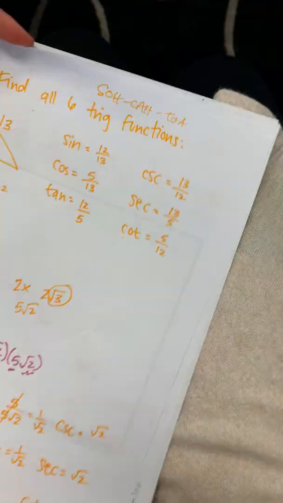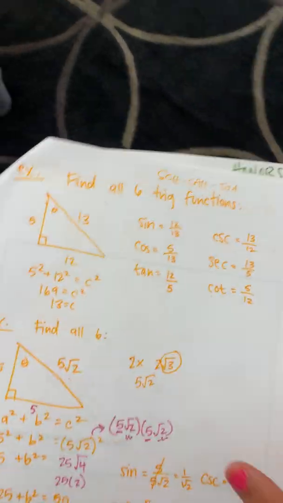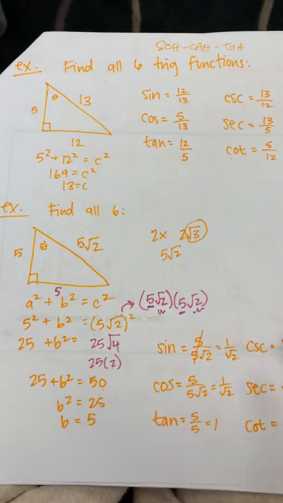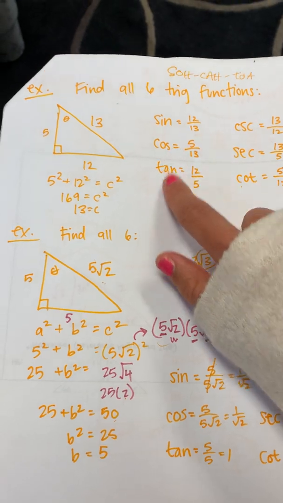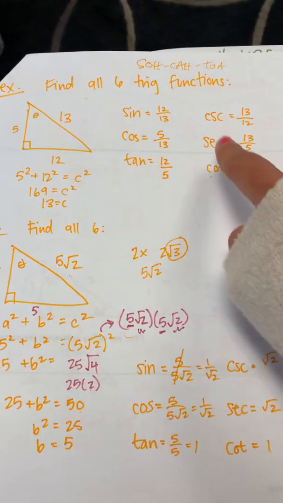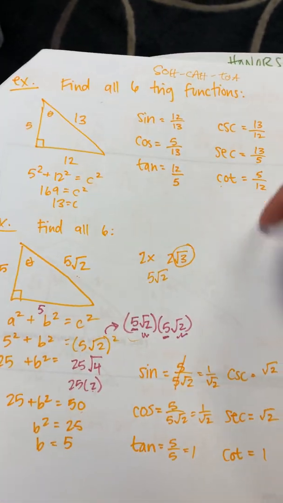So if I'm like, find all 6 trig functions, which I used to, if we were in school, I would have made you do a quiz about this. So you have sine, cosine, and tangent, and then cosecant is a flip of the sine, secant is a flip of the cosine, and cotangent is a flip of the tangent. So once you get these 3, you just flip them.